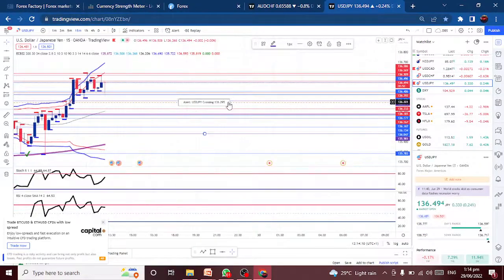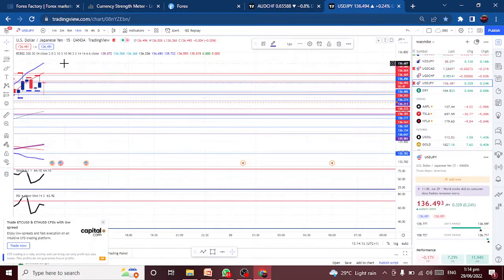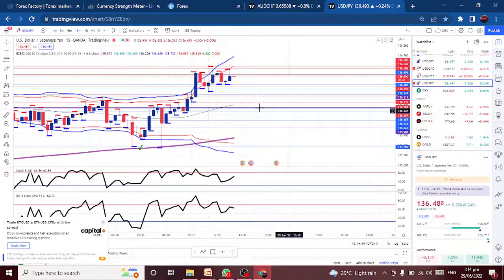So what will I be waiting for, guys? I'll actually be waiting for the market to come to this area. You can see, either I will wait for the market to come to this area.